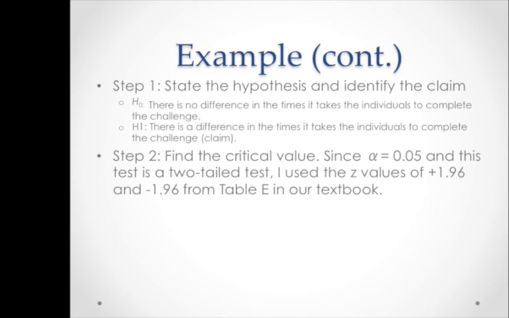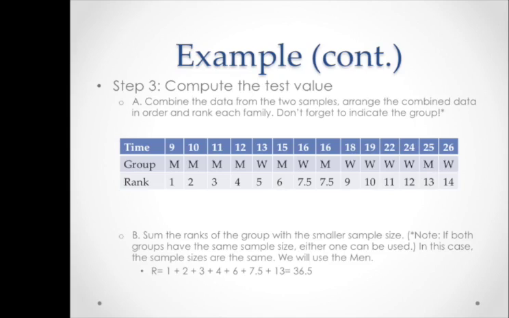Step 2. Find the critical values. Since we know the level of significance is 0.05 and that this test is a two-tailed test, I used Table E in the back of my textbook to find the z-values. Those z-values are positive 1.96 and negative 1.96. Now we're ready to compute the test value.